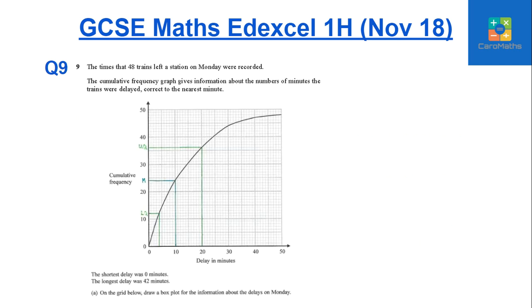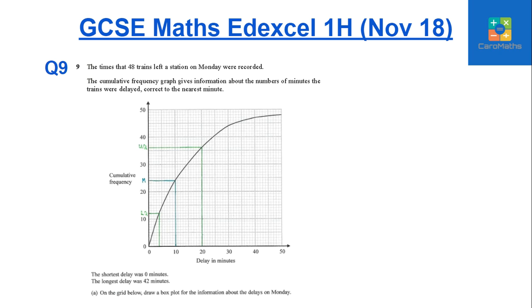Question 9. The times that 48 trains left the station on Monday were recorded. The cumulative frequency graph gives information about the numbers of minutes the trains were delayed, correct to the nearest minute. The shortest delay was 0 minutes, the longest delay was 42 minutes. A. On the grid below, draw a box plot for the information about the delays on Monday.